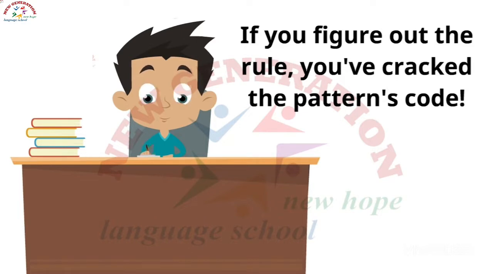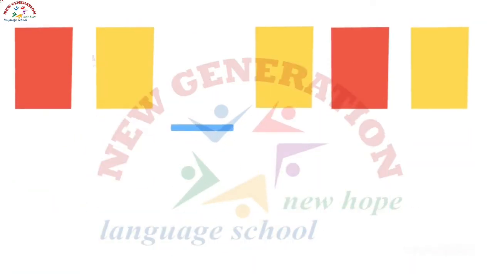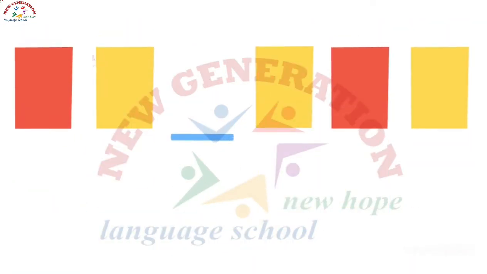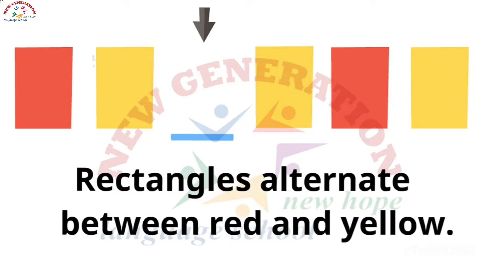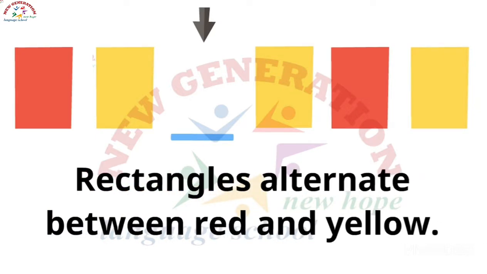Even if there is a part of the pattern missing, you will be able to find it because you cracked the code. Here's the pattern we just showed you. Imagine the missing shape. What belongs in this shape? Well, let's think of this pattern's rule. Rectangles alternate between red and yellow. So, what color rectangle goes here? Yeah, a red rectangle.